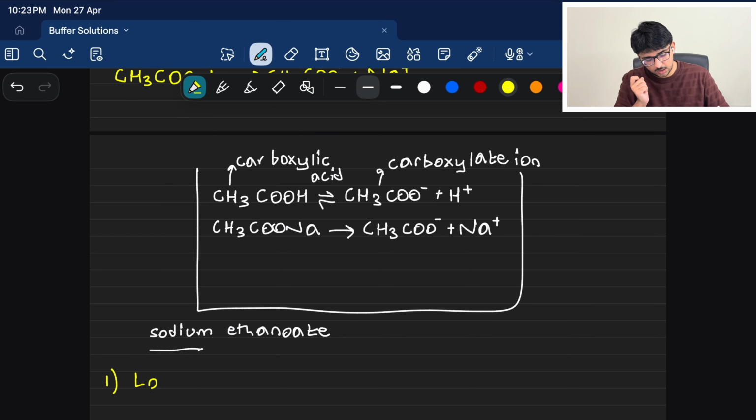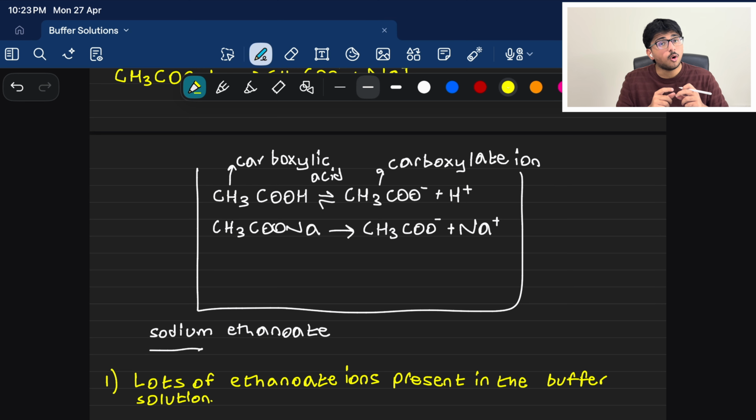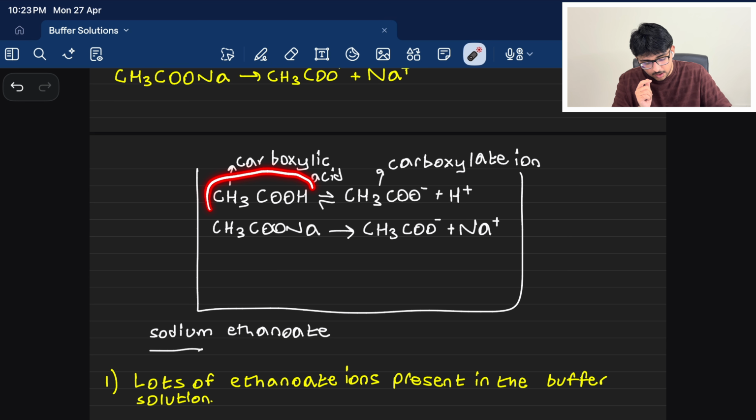So you see lots of ethanoate ions present in the buffer solution. You also see lots of mainly unionized ethanoic acid molecules.